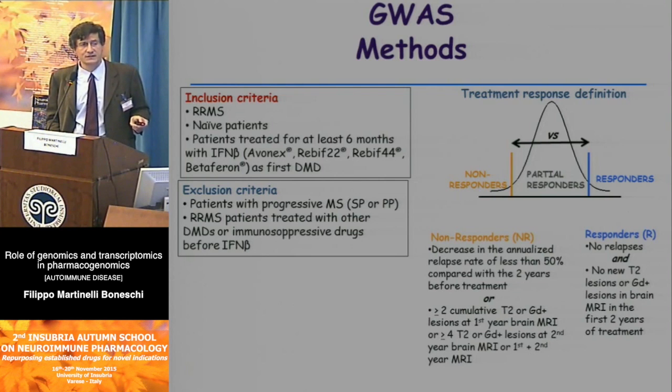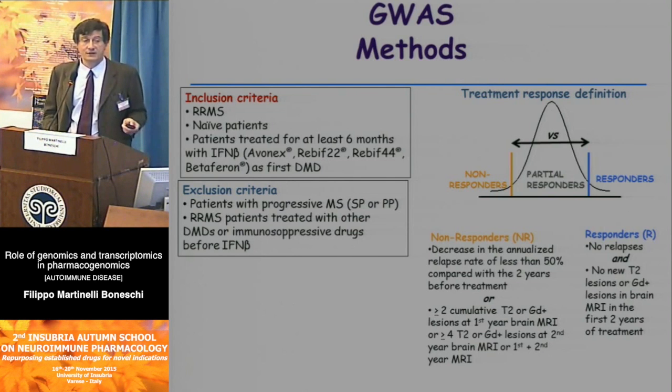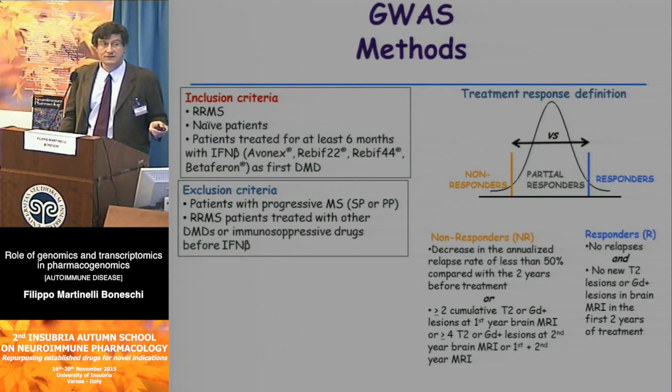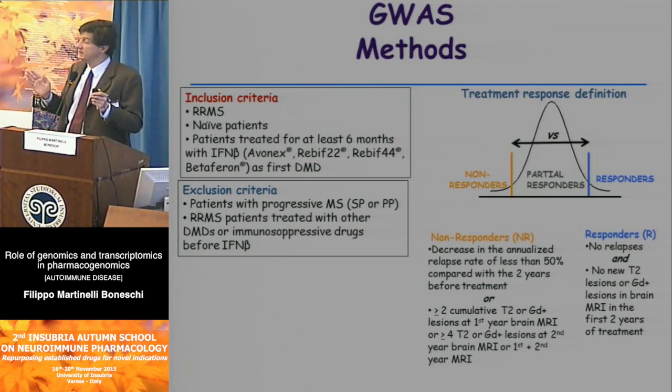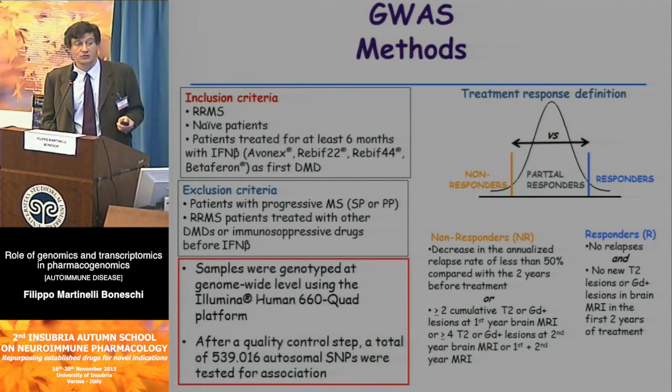And then on the other side of the spectrum, we had non-responders, which were patients with a mild decrease in the propensity to develop clinical relapses or develop several MRI lesions while on treatment. And this was important because the idea was to rule out the noise which is made by patients having a response which was somehow in the middle. So we wanted to study the two extremes of treatment, which is a very common design used, especially if you have a small sample size.